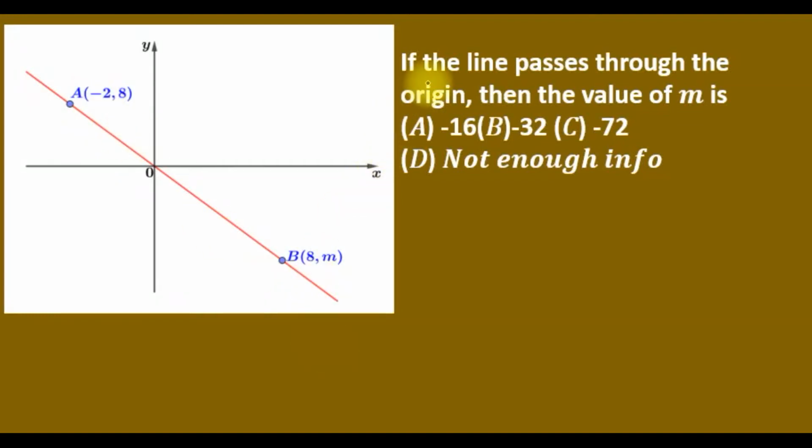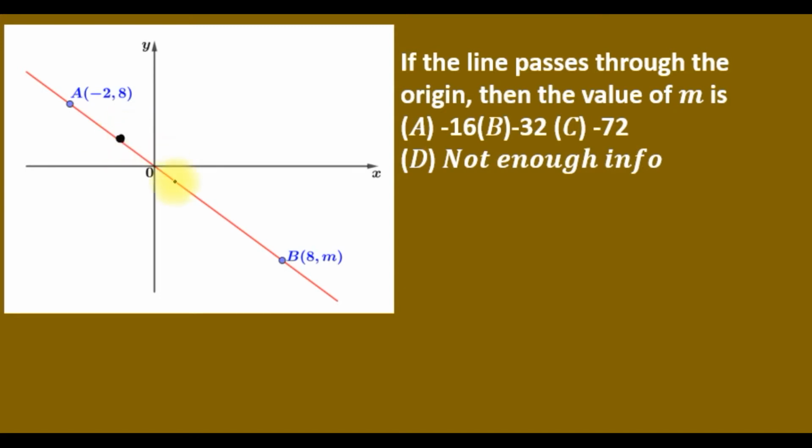So we're given the line, and if the line passes through the origin, then we need the value of m. There is one property we are going to use here: collinear points have the same slope. Any points that lie on the same line have equal slopes.